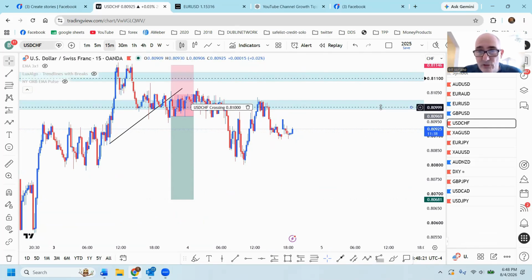81,000 or 81000. Now, if price does move lower, instead, we'll be able to identify some other areas here for price to move back to. But right now, that's what we're waiting for.